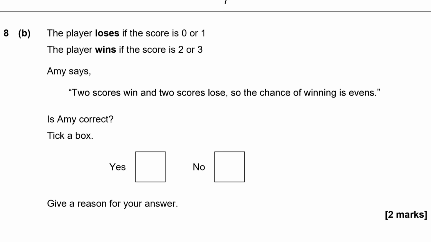It says, the player loses if the score is 0 or 1, and the player wins if the score is 2 or 3. Now Amy says 2 scores win and 2 scores lose, so the probability of winning is evens. Is Amy correct? Tick a box.